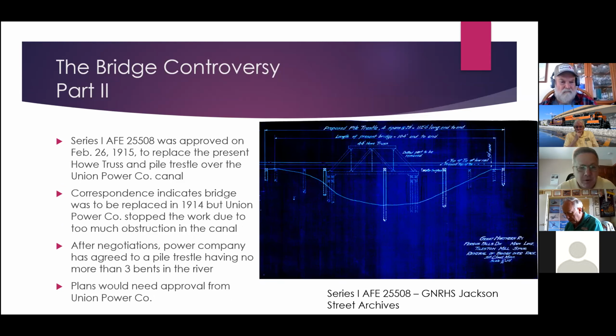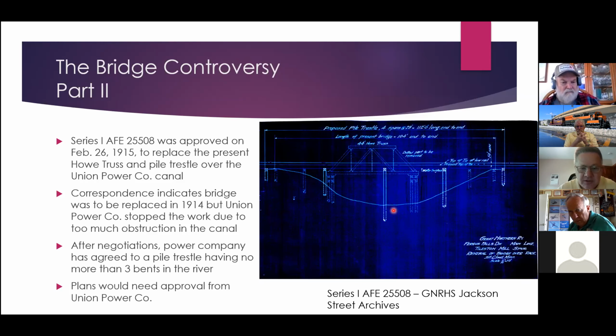Bridge controversy, part two. By 1915, the bridge was in very sad shape. You can see the outline here. There are some trestles and there was a wooden Howe truss bridge. The correspondence indicates that in 1914 they wanted to rebuild it, but by this point Union Power Company owned the canal. They had stopped the work because they said there's too much obstruction in the canal.